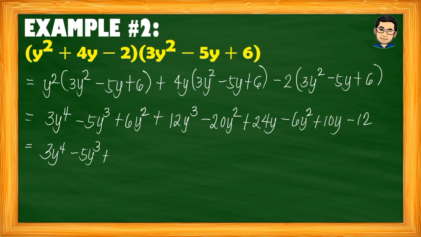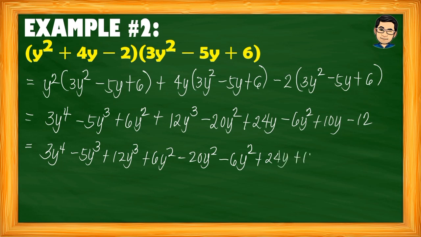tsaka 12y cubed, pagsamahin. And then, 6y squared minus 20y squared minus 6y squared. And then, yung 24y tsaka 10y minus 12. Next, 3y to the 4th power.